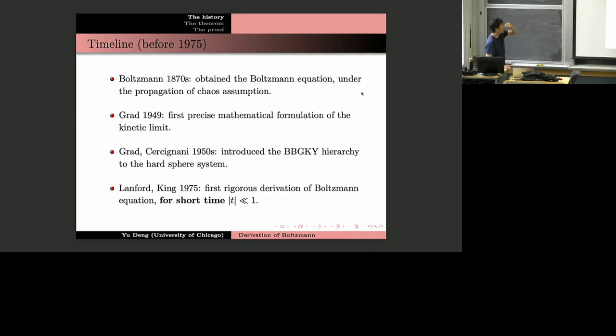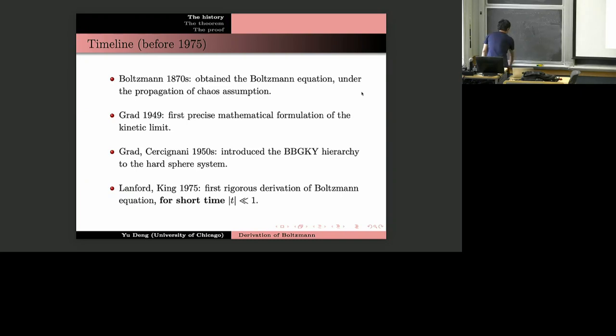Okay, so timeline. I'll go briefly through the timeline. Starting with the work of Boltzmann and earlier Maxwell, who first wrote down this equation, and then the observation of Grad that I just mentioned, who first formulated this kinetic limit and did the formal derivation using the BBGKY hierarchy. And the first mathematical milestone in this direction was due to Lanford in 1975, which achieved this derivation for a sufficiently small time.